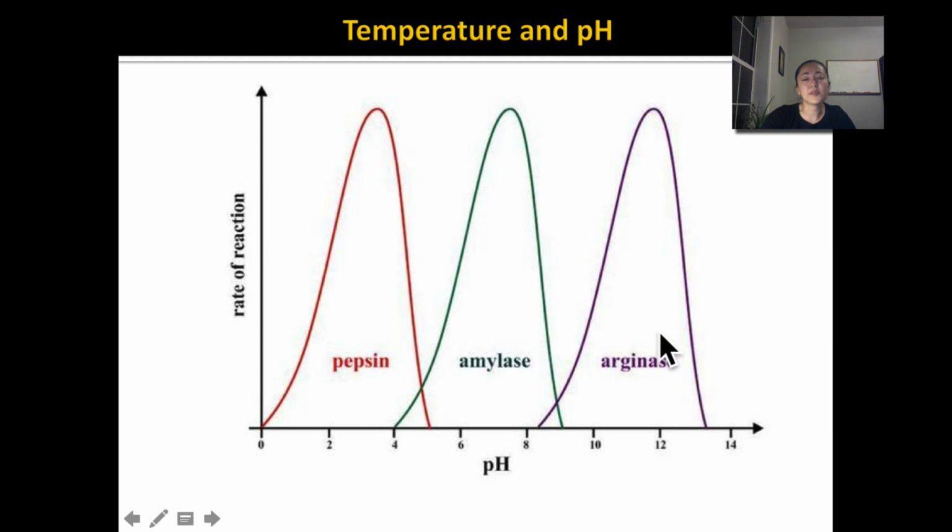Arginase is an enzyme found in your urea cycle. It helps to produce your urine. Your urine is very basic, so arginase, this enzyme, functions best, has the fastest rate of its reaction, at a pH that's around 11 or 12.